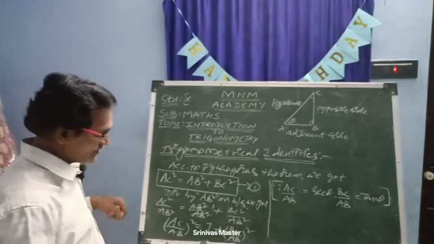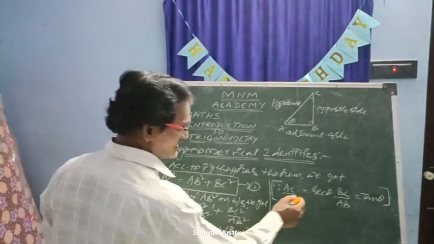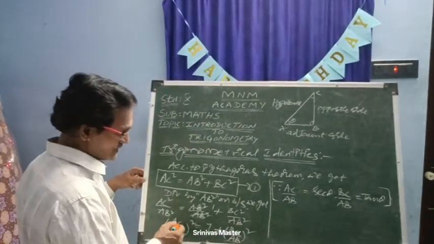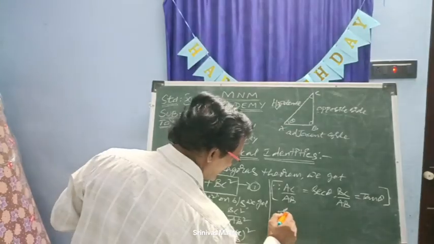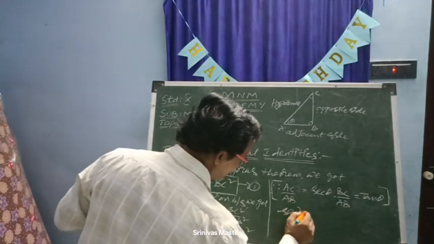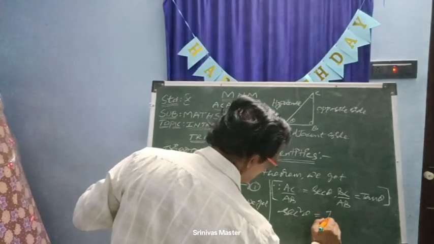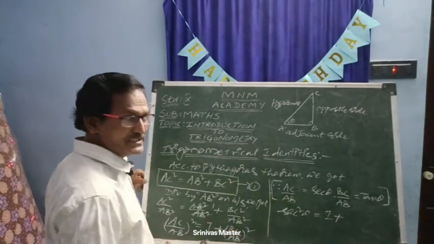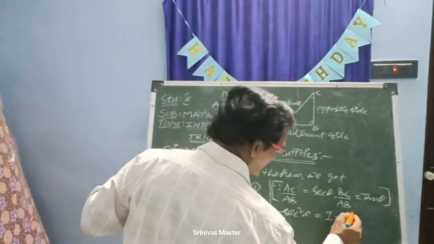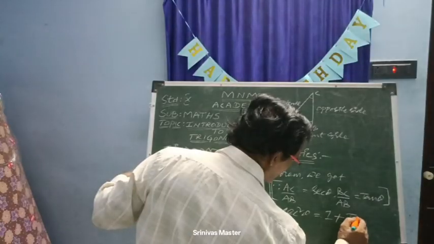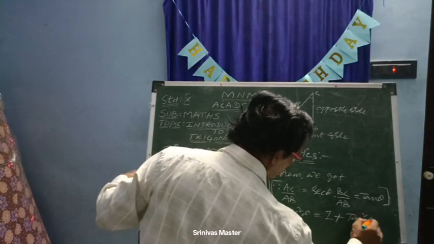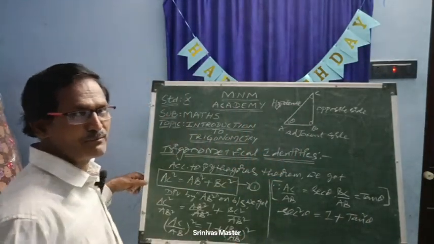This can be written as now AC by AB. AC by AB means sec theta. So AC by AB whole square means sec square theta equal to 1 plus BC by AB. What is BC by AB? Tan theta. That means whole square means tan square theta. Sec square theta equal to 1 plus tan square theta.